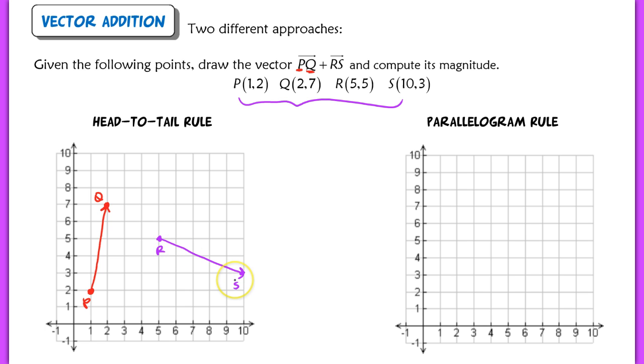So for that one, we're going to take this vector RS and we're going to translate it. We're going to take that tail end and translate it so that it touches the head of the other vector. So in this case, I need to move it up 2 units and left 3 units. So I'm going to move this end point here up 2 units and left 3 units. So now I have a brand new vector, which is the exact same, it's equal. So I'm still going to call it RS, but it's got a different initial and end point. So let me draw that in real quick. All right, so we just translated it.